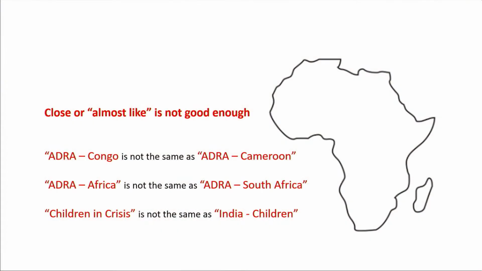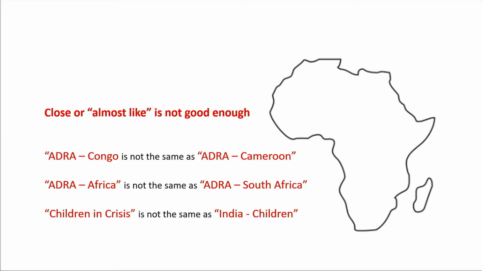So if your donor wishes their offering to go to ADRA Congo, but instead it goes to ADRA Cameroon, they may both be countries in Africa, but the donor's wishes have not been followed, which is against church policy, to say nothing of state and federal law. So no, you cannot just pick something that looks almost like or close.